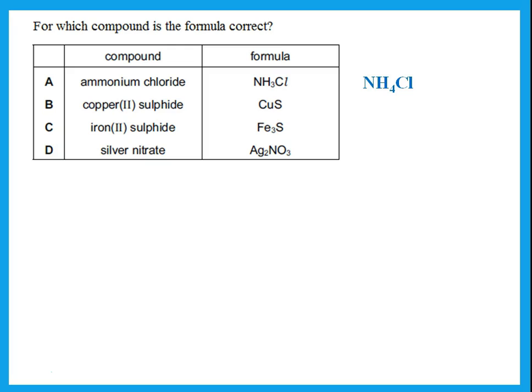Iron 2 sulfide, if I say iron 2 sulfide, that means the valency of iron is 2. I should put 2 under the sulfur. And the sulfur also has a valency of 2, so that is actually FeS, because each of them is 2 and the 2's cancel. Silver nitrate, what is the valency of nitrate? The valency of nitrate is 1, so the only one that is correct is B.